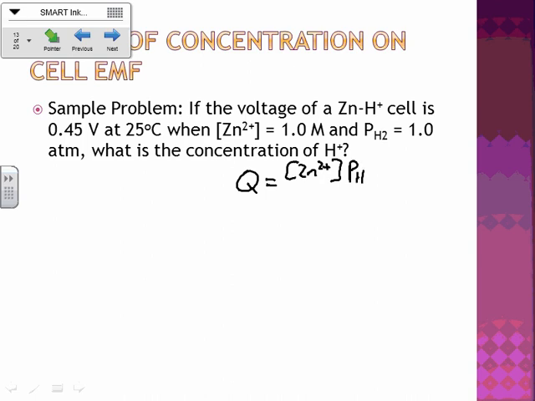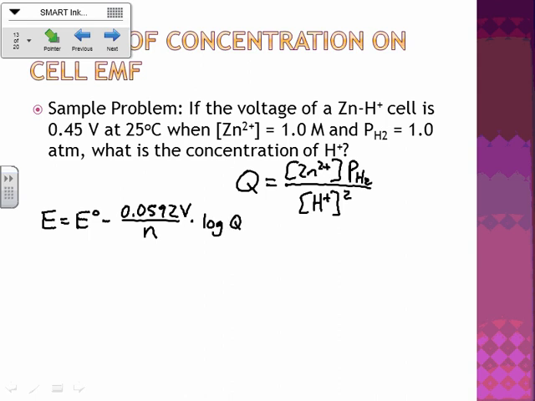The pressure of the H2 gas, divided by the concentration of the H plus squared, right? Because we had a 2 coefficient in front of the H plus in our equation. So, again, if we're looking at our equation here, E equals E0 minus the 0.0592 over N times the log of Q. Let's go ahead and solve for Q first, and then we'll plug that in. I think that's probably the easiest way to do this.